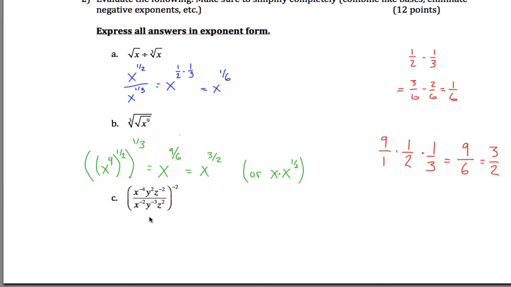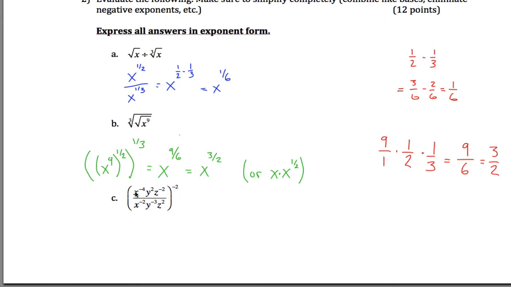All right, speaking of problems that you can do multiple ways, we got some big quotient, all raised up to the -2 power. X's, Y's, and Z's. Lots of different ways you can do this. For me, I like to first take care of this -2 right here. Some people like to first combine these X's and Y's and Z's. Some like to just take care of the negative part of this -2 by flipping everything over. I like to take care of the whole -2.